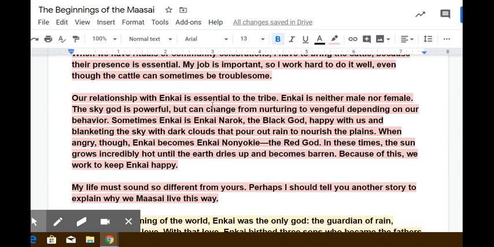So right here you see, based on the characteristics of their god, that they like it when dark clouds pour out rain to nourish the plains, all right? Because that's Enkai Narak, the black god, and he's happy with us when he gives the rain. But when he's Enkai Nanyoki, the sun is too hot and the earth dries up and becomes barren, and then they can't grow their crops or feed their cattle very well.